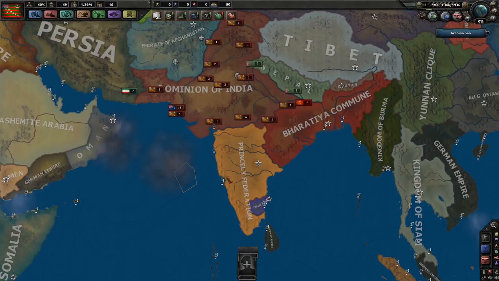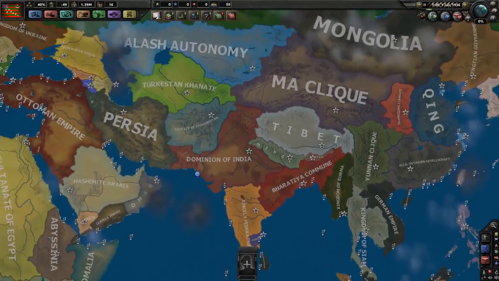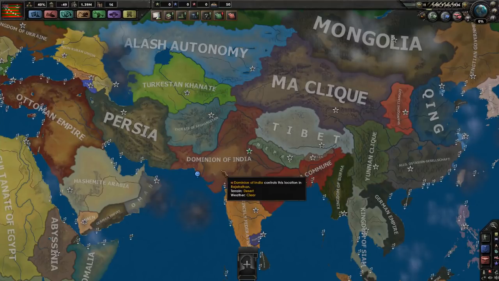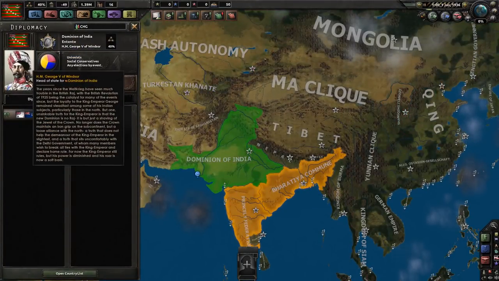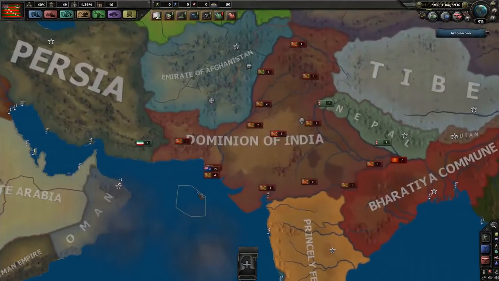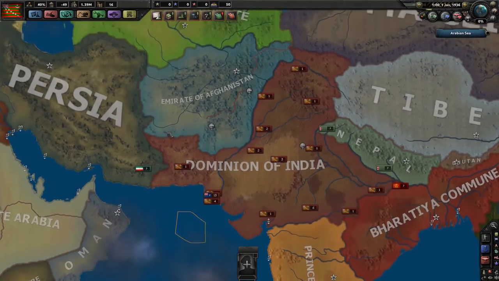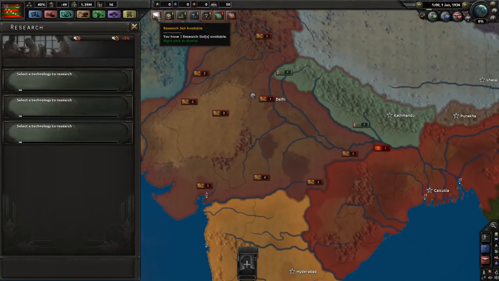Anyway, so that is in less than 5 minutes the story of the Dominion of India. Why is it here? Why is it smaller? Why is it still in the Entente? So your head of state here is, in fact, George V with a sweet hat. But let's actually look at the situation on the ground, because he's over in Canada. He's not actually here in Delhi. Research slots. You get 3. Standard stuff.